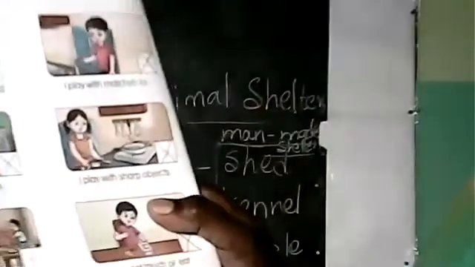Is it right or wrong? Wrong. So put a wrong mark. Cross mark. Okay. Good.